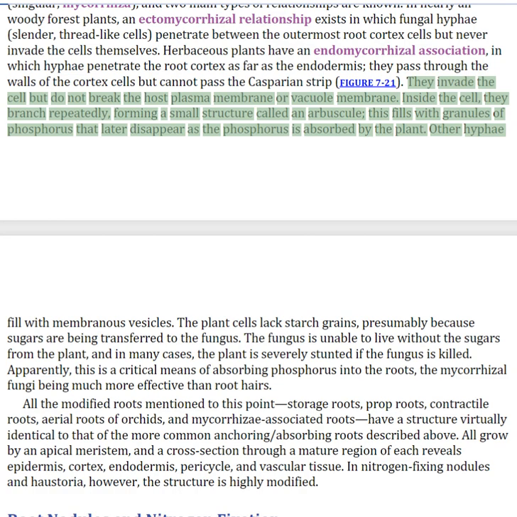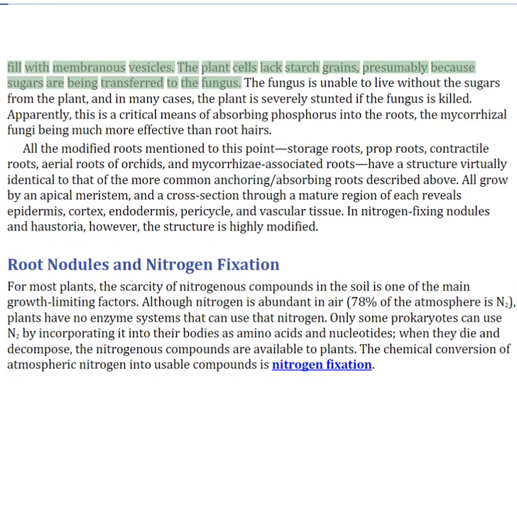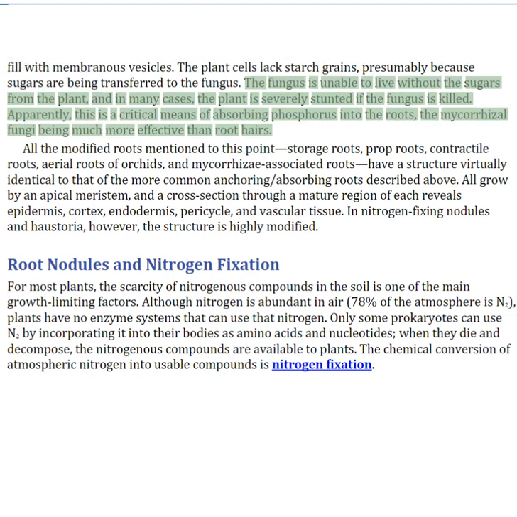Other hyphae fill with membranous vesicles. The plant cells lack starch grains, presumably because sugars are being transferred to the fungus. The fungus is unable to live without the sugars from the plant, and in many cases, the plant is severely stunted if the fungus is killed.